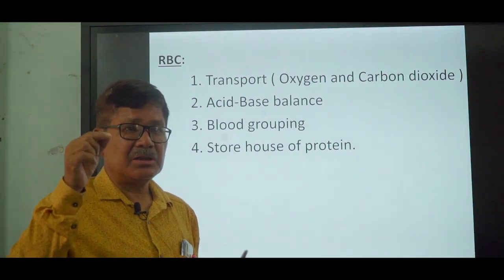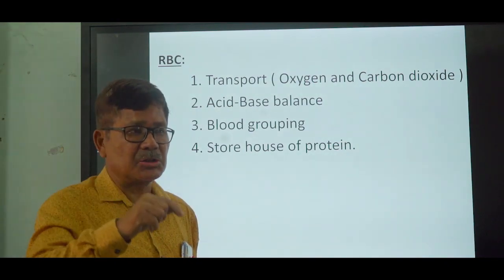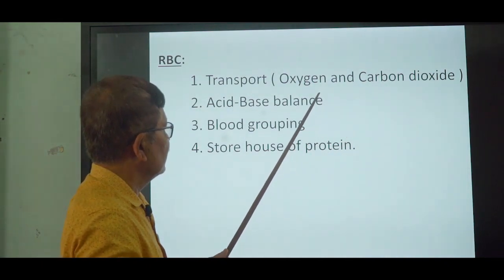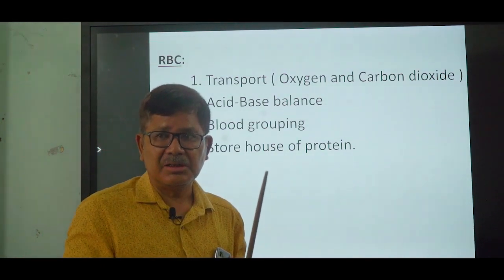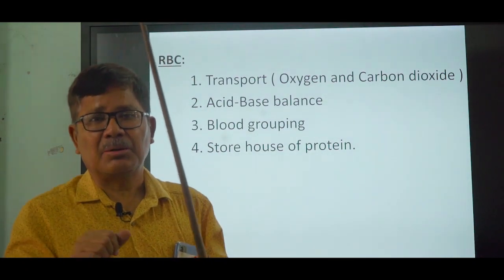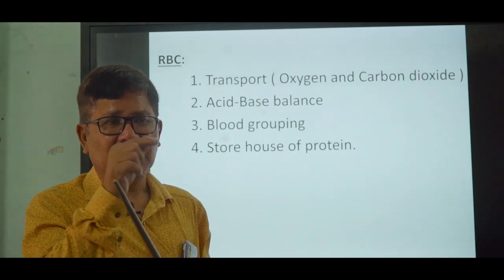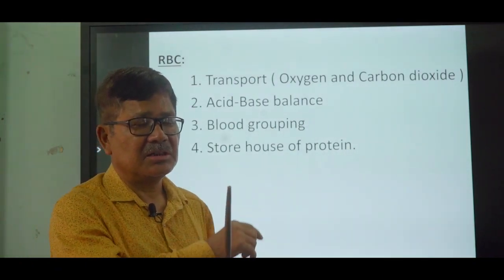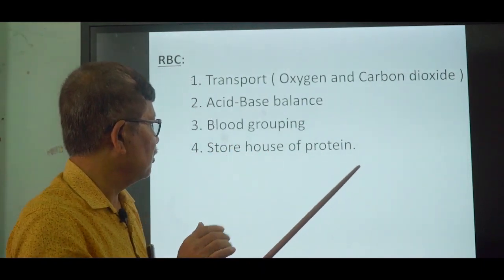So as soon as the blood gets carbon dioxide from the tissue, this carbon dioxide enters into the RBC, and in the RBC the carbon dioxide is transported as bicarbonate ion from the tissue level to the lung, and in the lung carbon dioxide is released. It is a reversible reaction. Carbon dioxide is released from the blood.